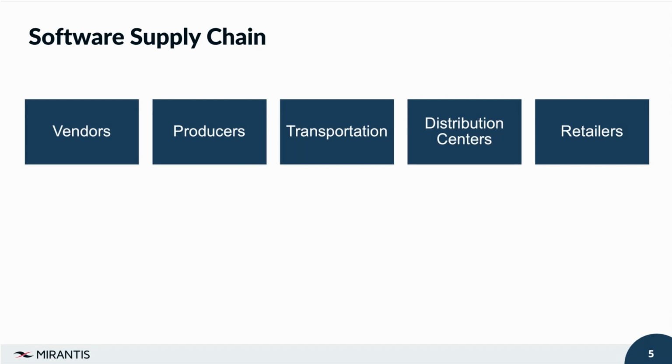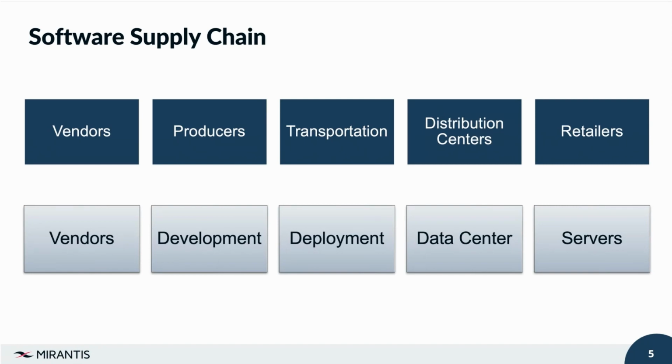When we bring the supply chain concept into software, we still have our vendors. Our producers are now our development organization. The developers are developing the code and the baseline images that you'll be working with. Your transportation is almost like a deployment pipeline: how does the code get from your developers all the way to production, and all the individual steps in between? Your distribution centers are like your data centers, where everything is held. Your actual application is held there, on your servers, and then that goes to your end clients. Your retailers are a mixture of both your servers and your end client machines.